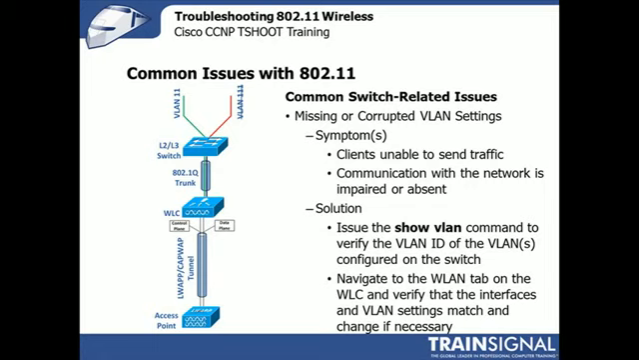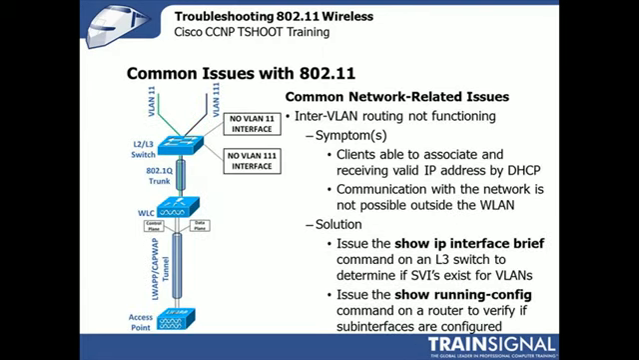There may be a variety of reasons where you have to do this with autonomous access points, but on the lightweight, navigate to the WLAN tab on the wireless LAN controller and make sure the interfaces are correct. You can create interfaces to associate SSIDs with VLANs. Verify the interfaces and VLAN settings match, and if they don't, change them. I've run into this before myself.